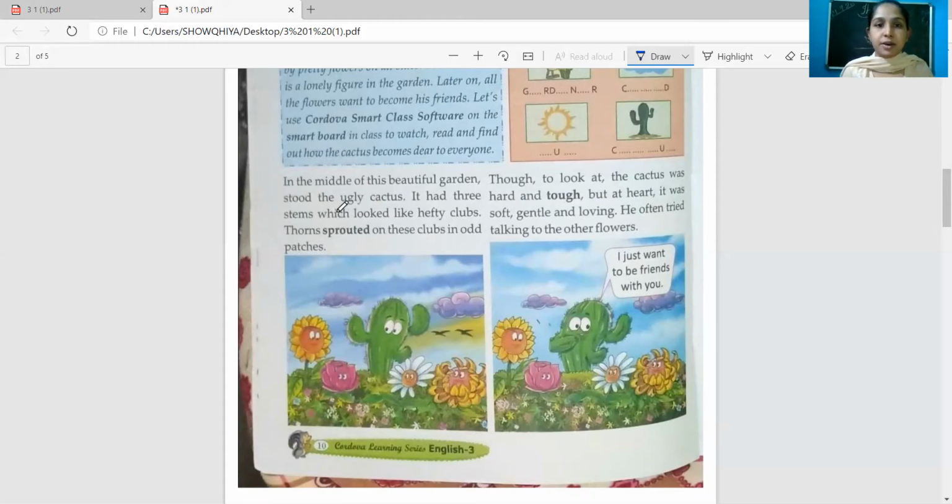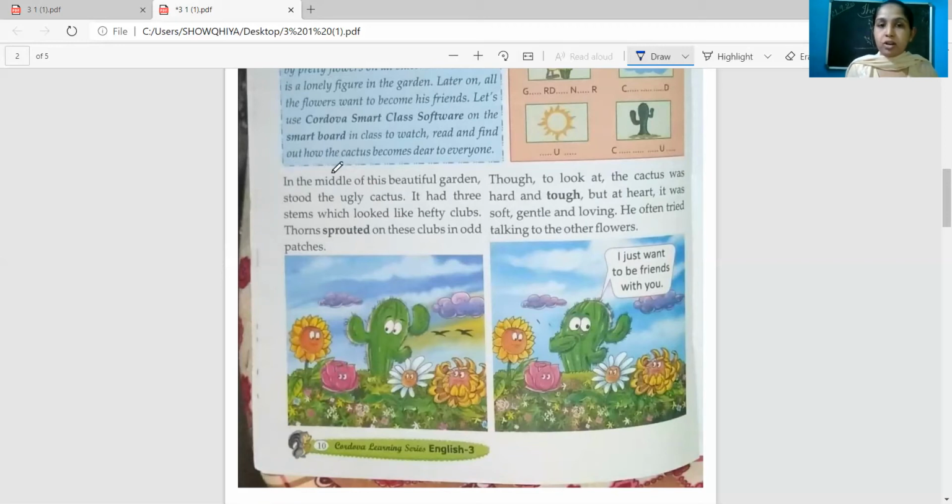First see here, in the middle of this beautiful garden. Shall we all read it now? While I am reading, I want all of you to join me and start reading. I repeat again, read along with me. Keep your finger, so as my pen is moving here, you will keep your fingers and start reading along with me.